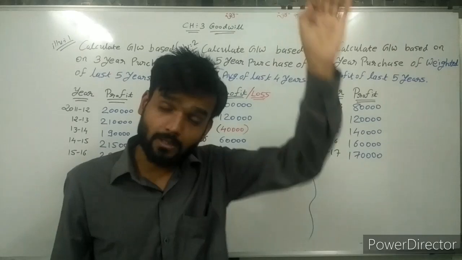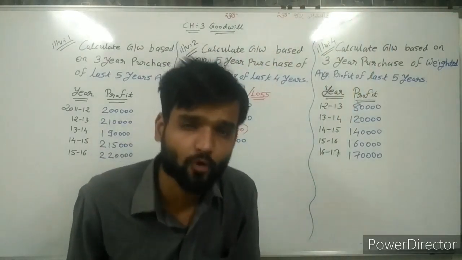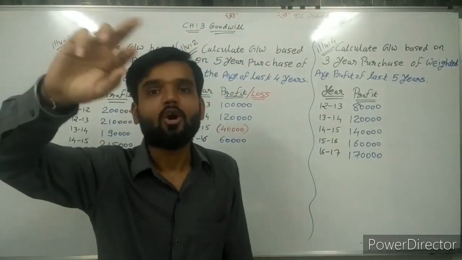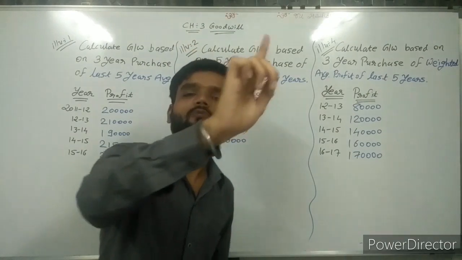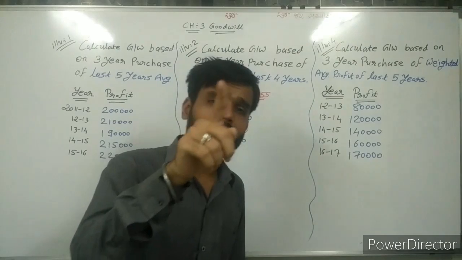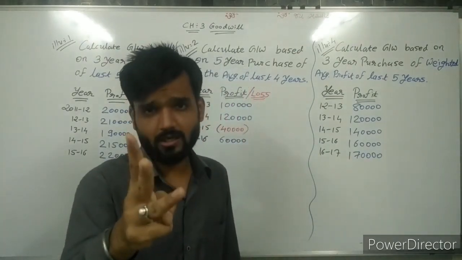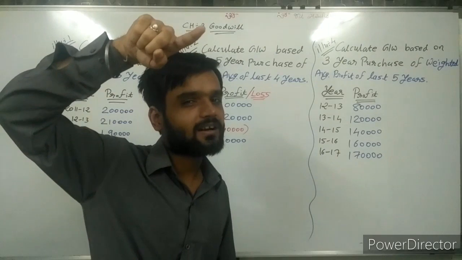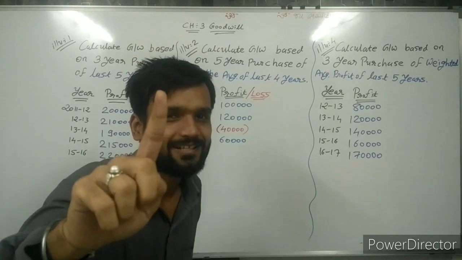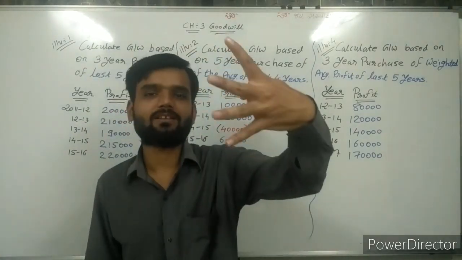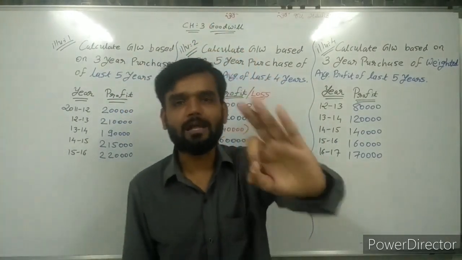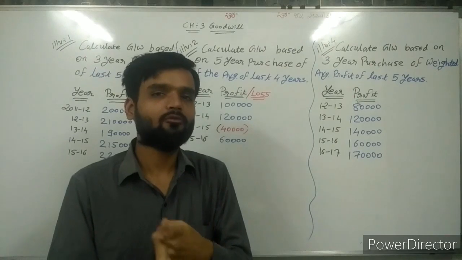Now remember the 4 methods of valuation of goodwill. First, the average profit method, or we can say the simple average profit method. Second, the weighted average profit method, and third, the super profit method. Fourth, remember, the capitalization method. These are the 4 methods to calculate the value of goodwill.